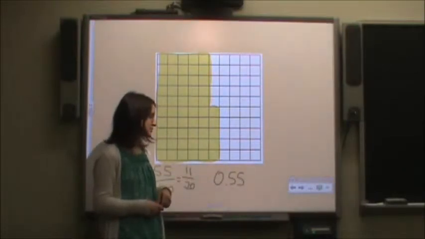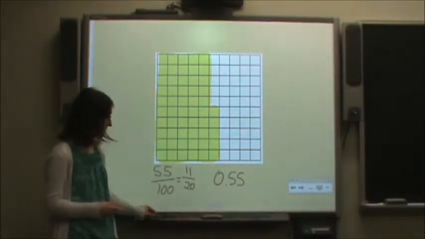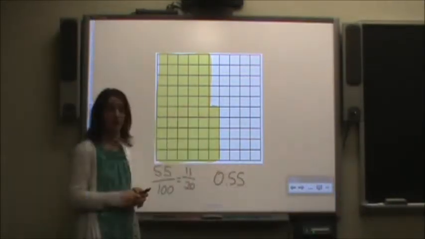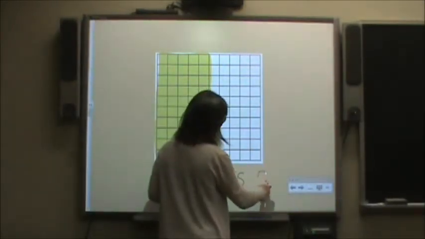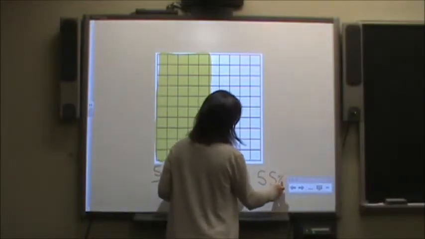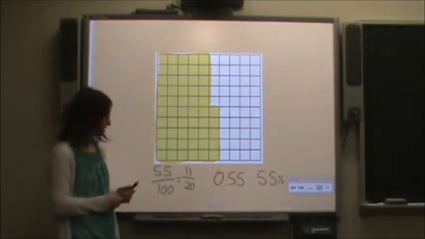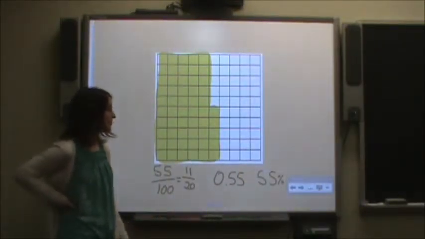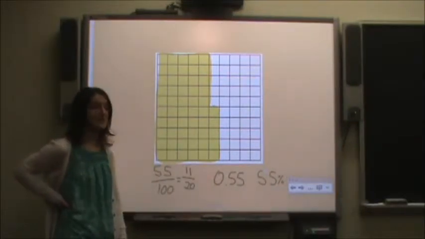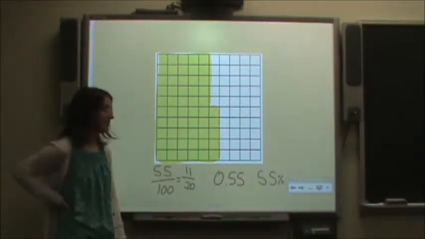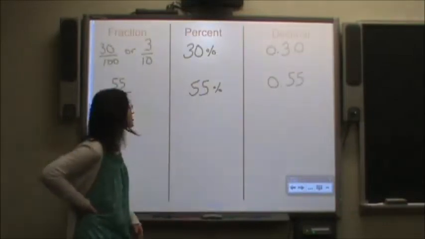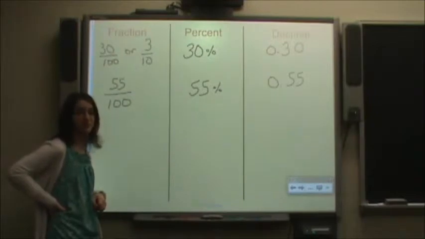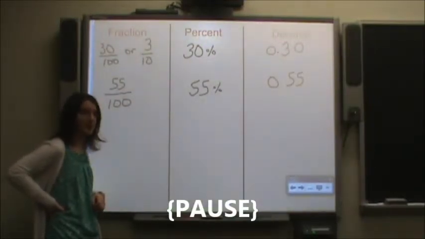And then your decimal is going to be 0.55 or 55 hundredths because we have 55 of the blocks covered out of the 100. And our percent is going to be 55% because 55 out of the 100 blocks are covered. And like we said, percent always means out of 100. So if we have 55 out of 100 covered, we pretty easily know that it's going to be 55%, 55 out of 100. So fill your chart in with 55 hundredths, 55%, and the decimal for 55 hundredths. Pause the video and do that now.